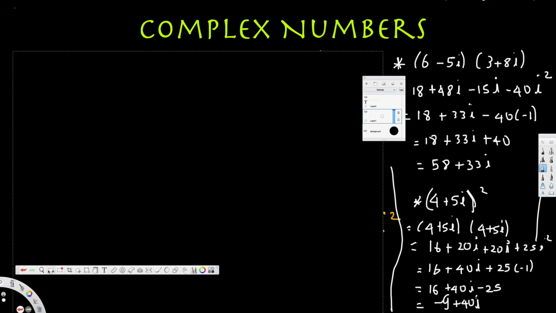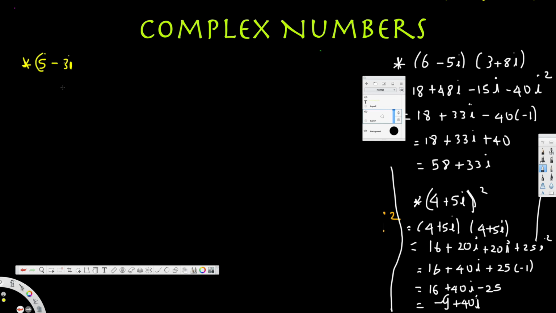Okay, let's go ahead and see something else. Let's say we have something like this. Let's say we have 5 minus 3i cubed. If it's cubed, we can expand it like 3 times the same thing: 5 minus 3i, 5 minus 3i, 5 minus 3i. How are we going to deal with this?